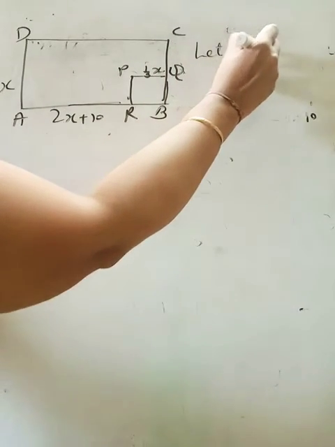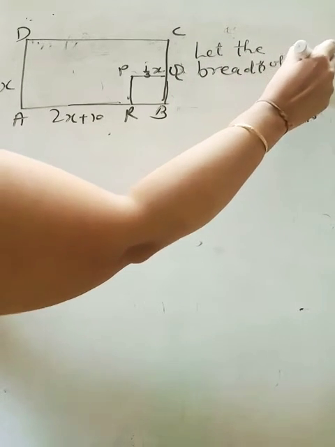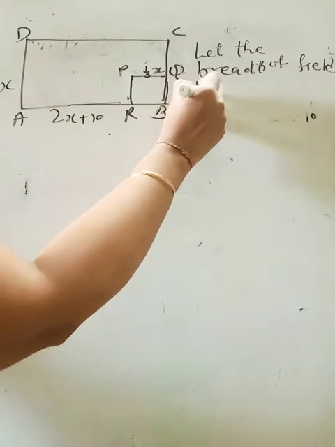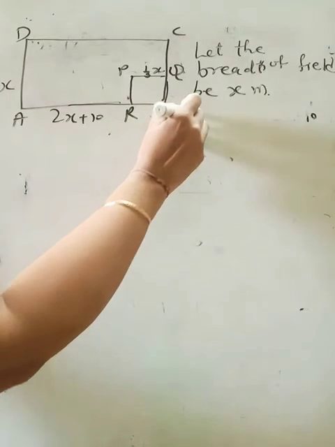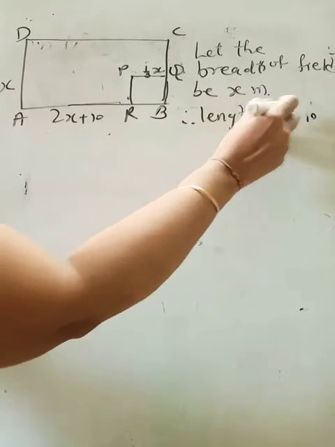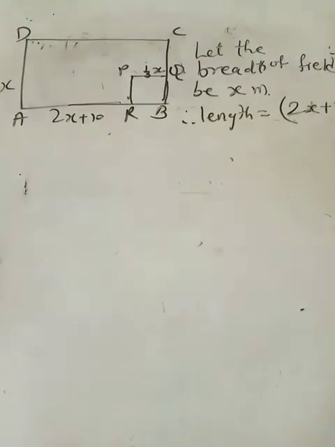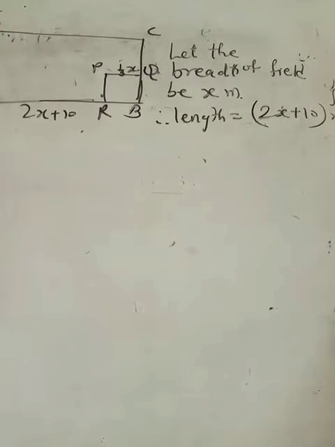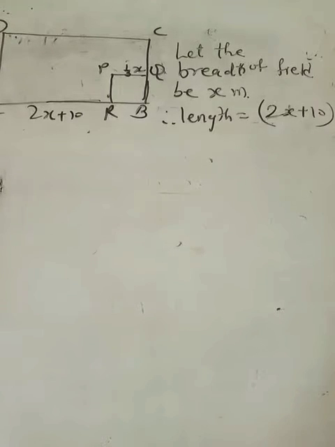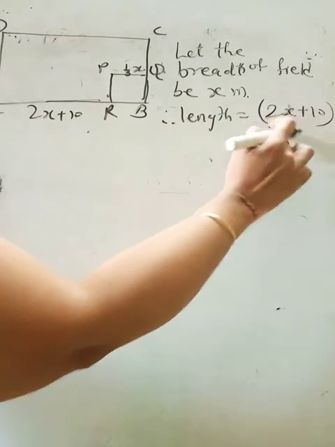Let the breadth of the field be x meters. Children, everything is in meters there, isn't it? 10 meters more, so it will come in meters only, yes? Therefore, length will be 2x plus 10 meters. All right. Please write down your meters also, okay? 2x plus 10 meters.